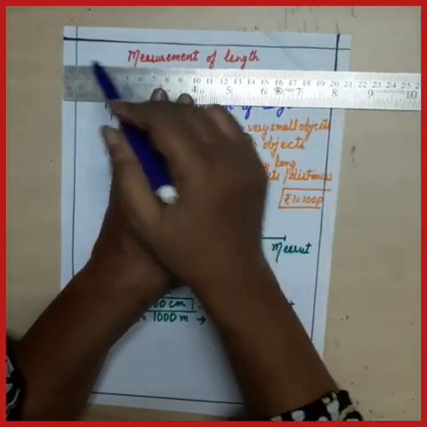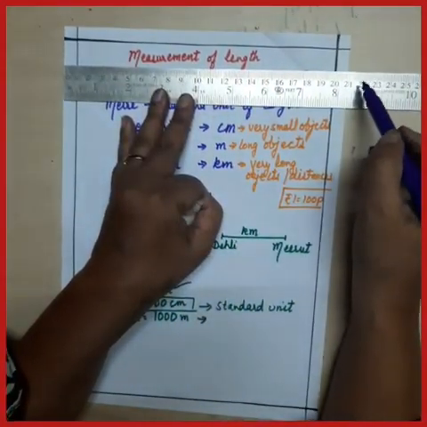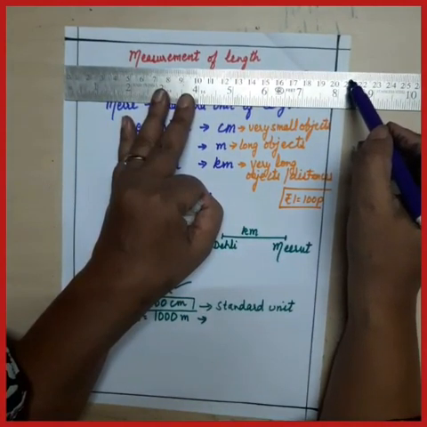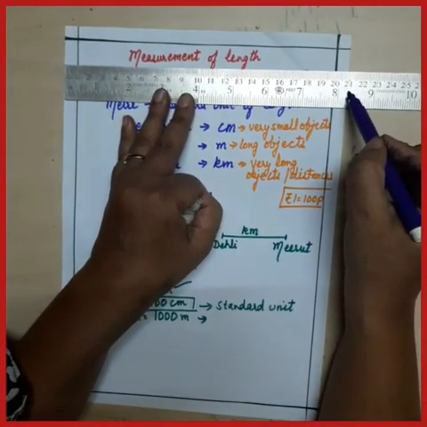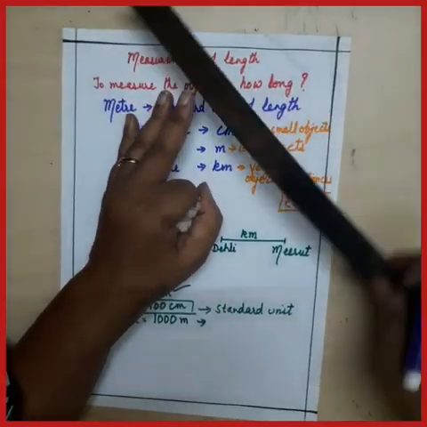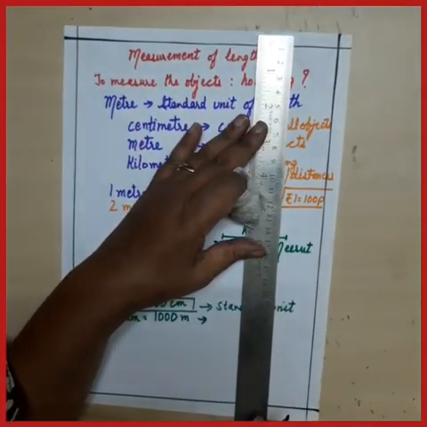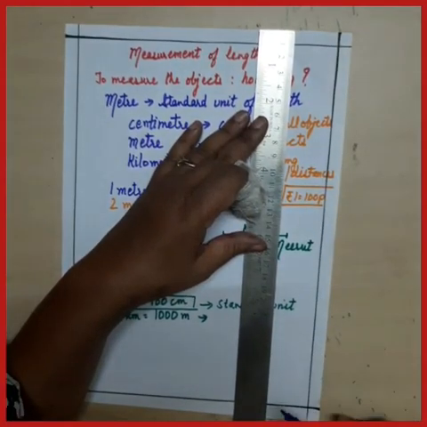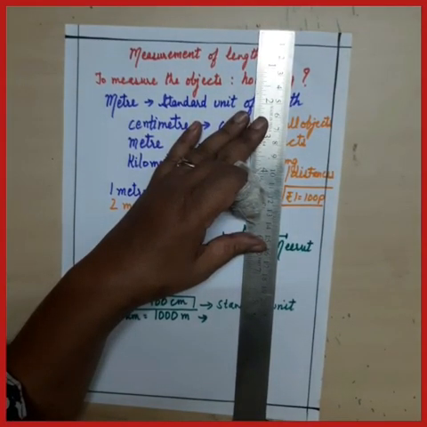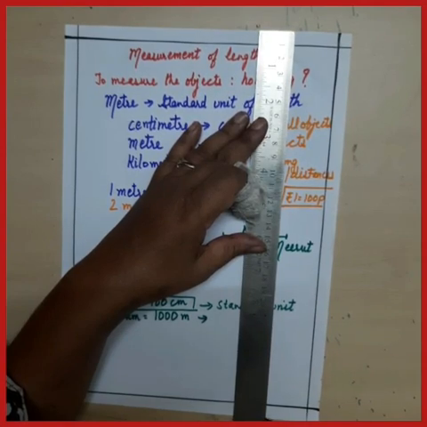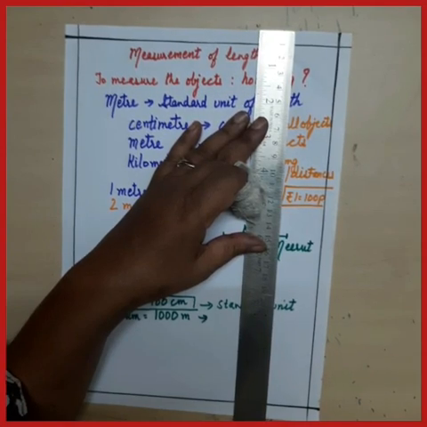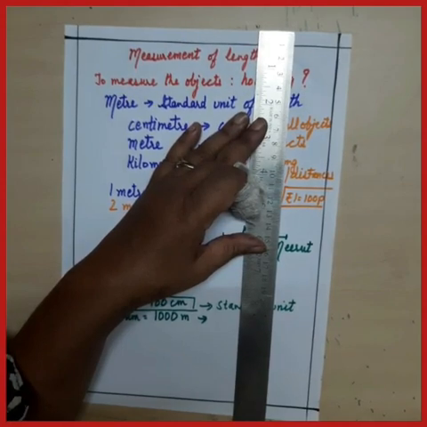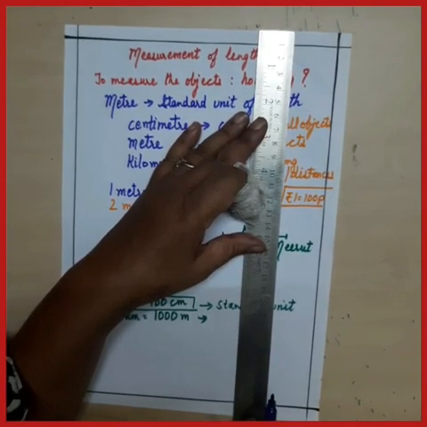Now, if you see, the width of this paper is almost 21 centimeters. Right? And if I have to measure the length, again, I'll put this at one end, 0, and up till here it is coming to 29, not 30, but it is half of it. So it is 29.5 centimeters. This is how we measure the length of objects.